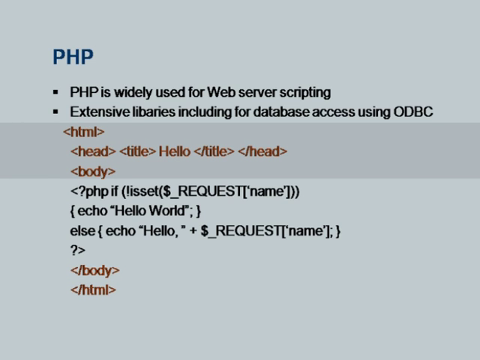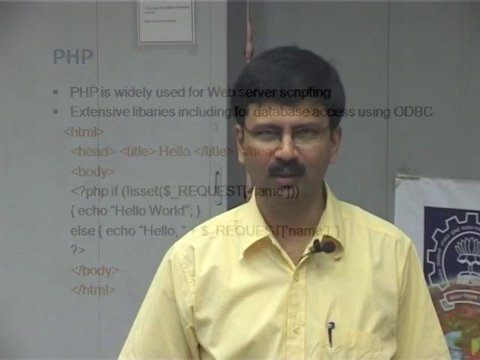This first part is the same. Then you say less than question mark PHP to indicate it's a PHP script. And then it says if not isset($_REQUEST['name']) echo hello world, else echo hello $_REQUEST['name']. So it looks syntactically a little different, but it's basically doing the same thing as the JSP code we saw before. Okay, so that was for JSP. Now your Eclipse and Tomcat both support JSP, so you're welcome to play around with JSP in addition to Java servlets.